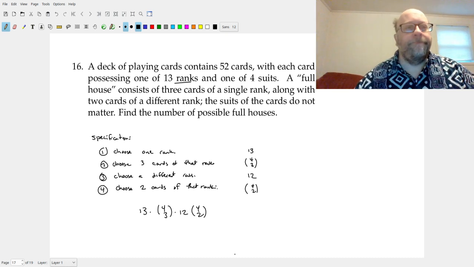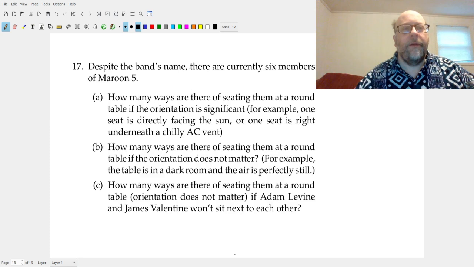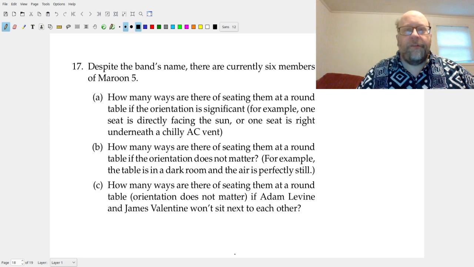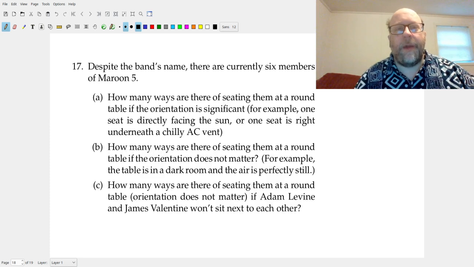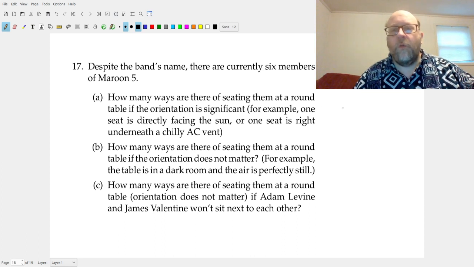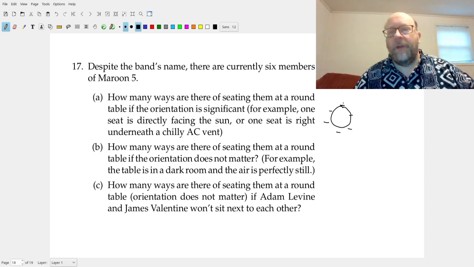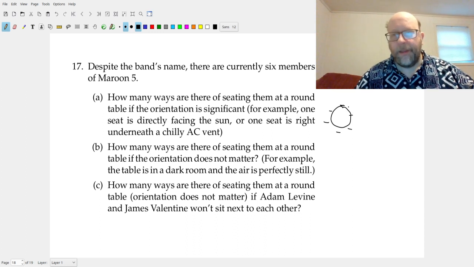All right. Let's keep going. Number 17. Despite the band's name, there are currently 6 members of Maroon 5. We're going to seat them at a round table, if the orientation is significant. So some of these seats may be a little bit more comfortable than others, or have less light in your eye, or something like that. And so maybe the most important member of the band goes here, and then so on and so forth.